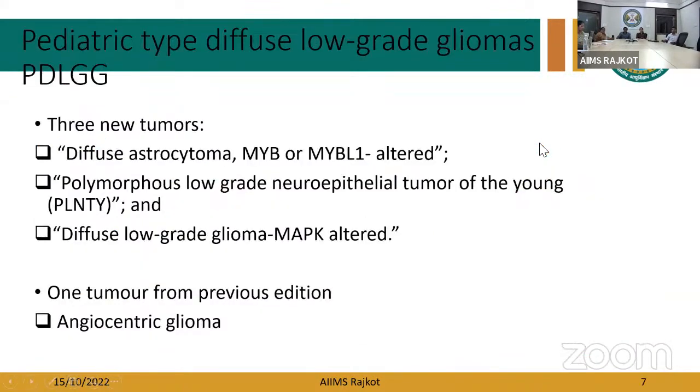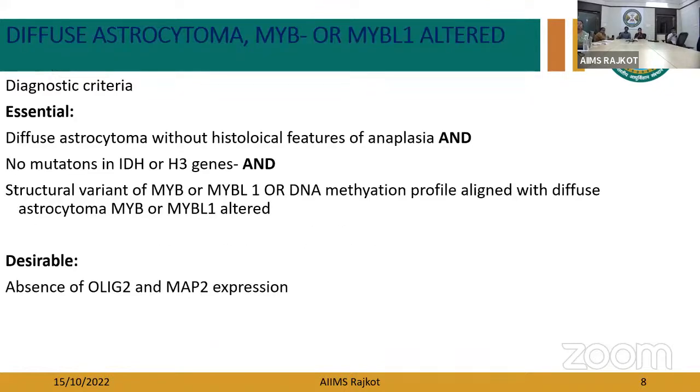Pediatric type diffuse low-grade glioma, PDLGG, includes 3 new tumors in this edition: diffuse astrocytoma MYB or MYBL1 altered, PLNTY, which means polymorphous low-grade neuroepithelial tumor of the young, and diffuse low-grade glioma MAPK pathway altered. And 1 tumor is from the previous edition, that is angiocentric glioma. Now, diffuse astrocytoma, MYBL1 altered. Essential criteria are diffuse astrocytoma without anaplasia, absence of IDH or H3 mutation, and structural variant or alteration of MYB or MYBL1. Desirable criteria is absence of OLIG2 and MAP2 expression.